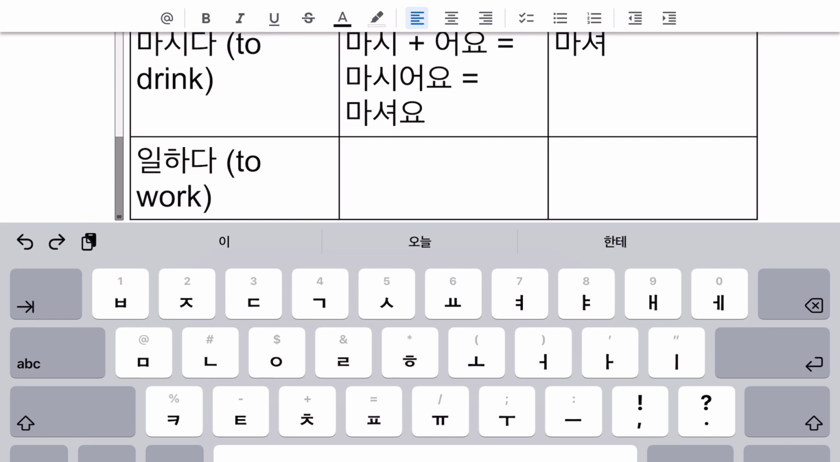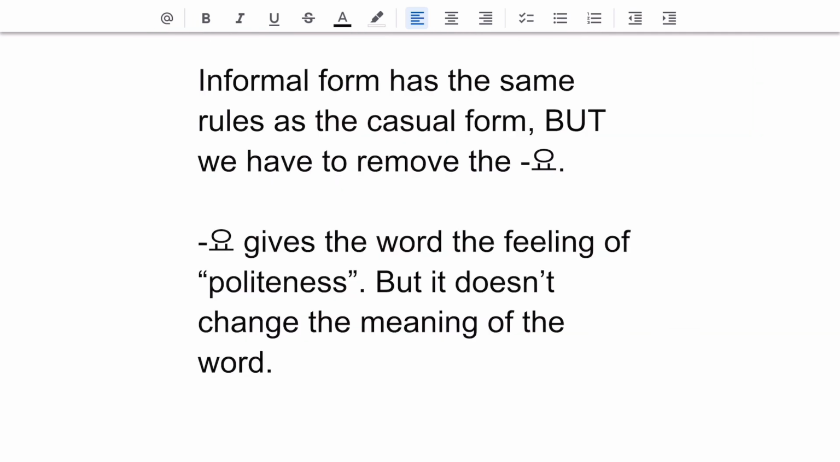So it ends with hada. Ir hada, to work. So we don't have to think of it like before, take off the da. The last letter is a, so we should add ayo, which is not true because I told you before, hada has a special form. So it becomes heyo. Ir heyo. I work. I'm working. And then informally, ir he. I work. I'm working. Yo gives the word the feeling of politeness, but it doesn't change the meaning as I said before.